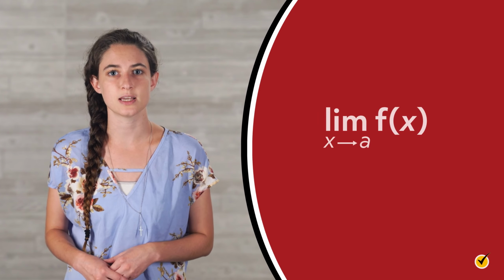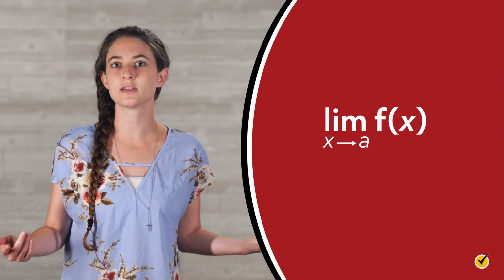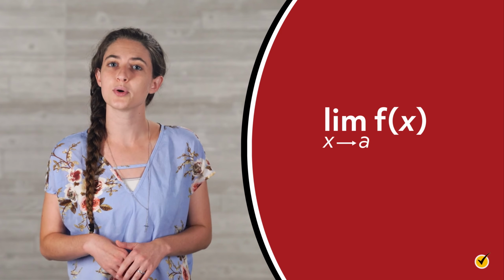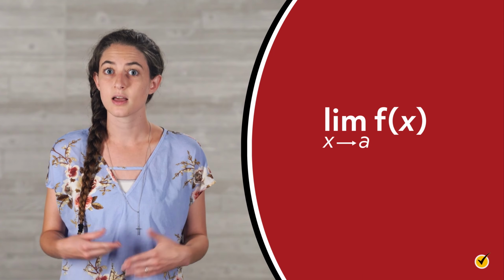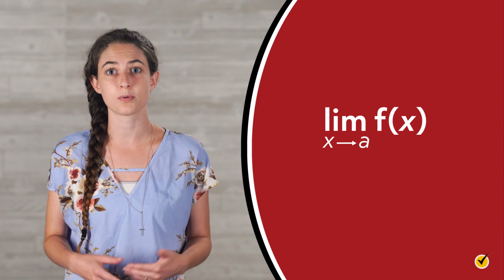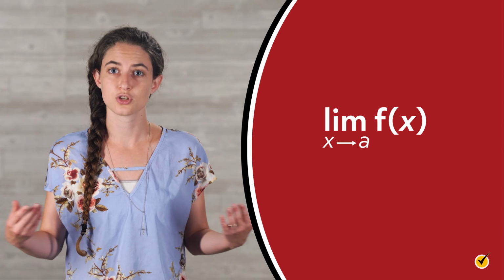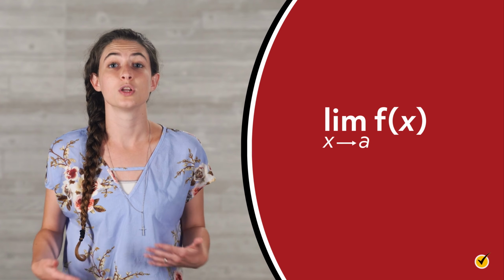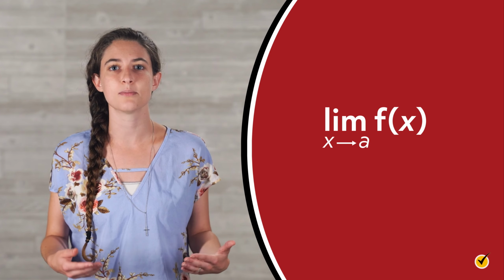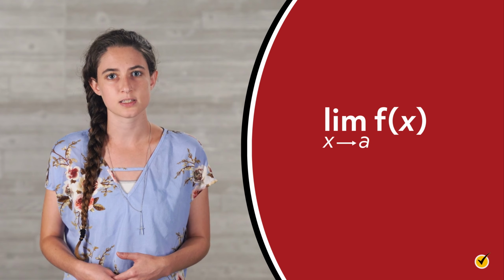Limit notation looks like this. LIM is an abbreviation for limit, and below it we write our independent variable x, an arrow, and the value of x that we are particularly concerned with. To the right of this we put our function. When you see limit notation, you'll read it as the limit as x approaches a of f of x.